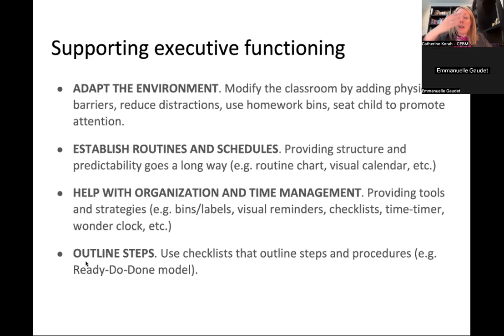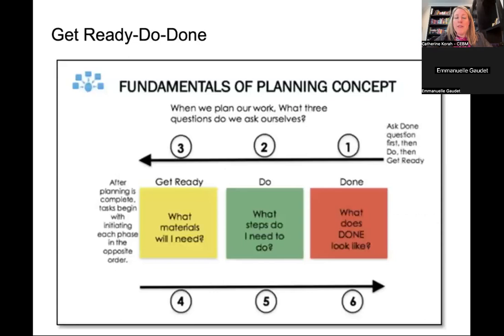In terms of helping them outline their steps, there is a material out there called Get Ready, Do, Done. I don't know if some of you have seen this before, the Get Ready, Do, Done. And so I invite you to go and take a look on the CBM website. We've got a section dedicated to executive functioning underneath academic tools. And so the purpose of this tool is that when a child has a hard time seeing the end product of what it is that we're expecting for them, that we help them break down the steps.